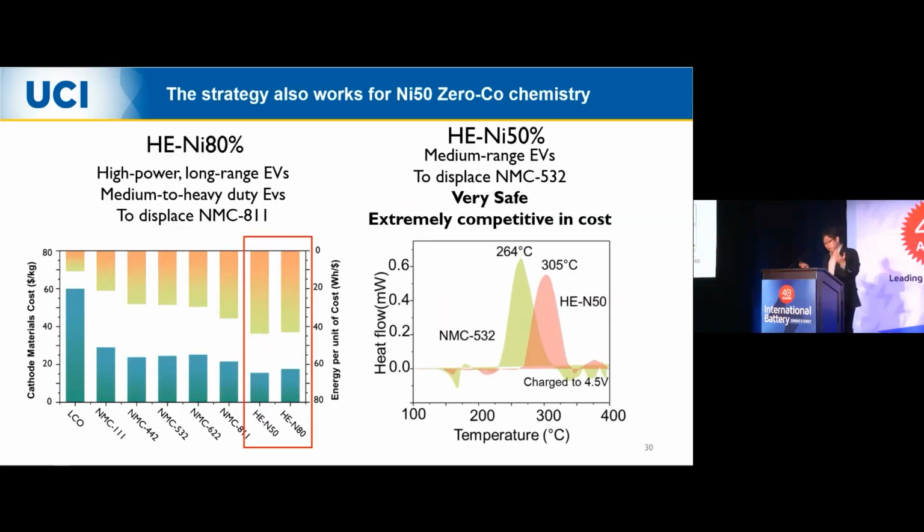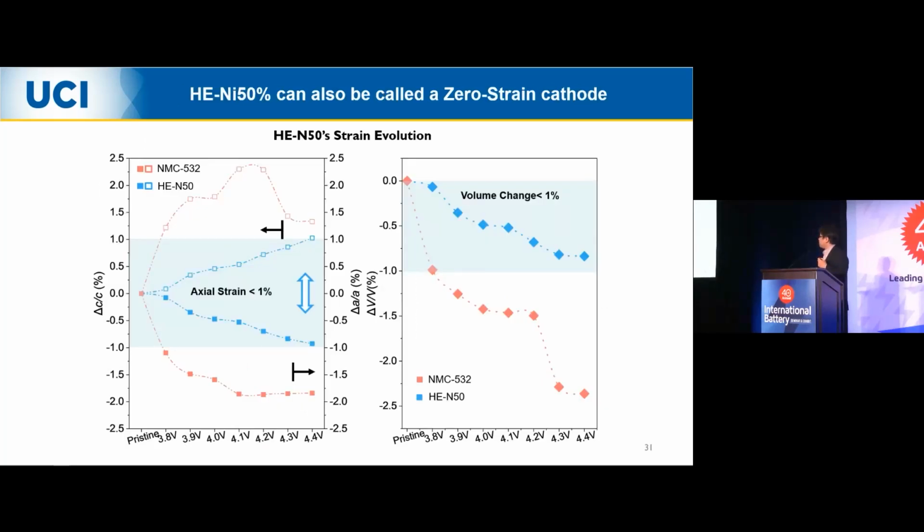So I mentioned that, we developed N50 materials, with a lot of manganese and those dopants. It's a very safe material. The thermal stability is 50 degrees higher than 532. And also it's cheaper, and the energy delivery is higher, right? So this is really good. It's very safe, very cheap. And again, it's almost a zero strain material, right? The volume change as well as the AC change are barely above 1%. So the multi-component effect is still suppressing the strain evolution, right?